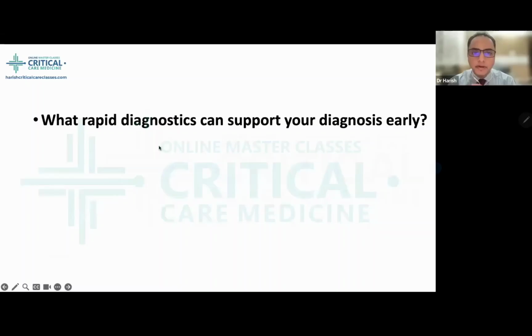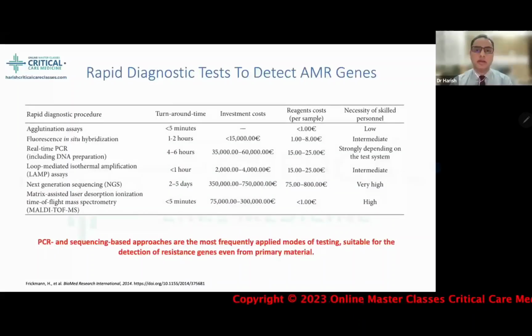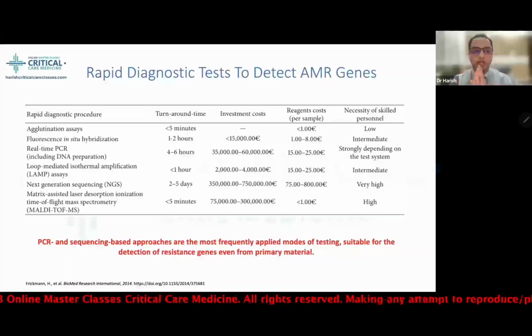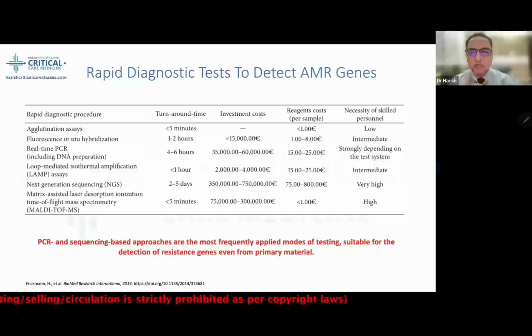Is there any role of rapid diagnostics which can support your diagnosis early? In our patient also, we have sent the rapid diagnostics. There are lots of tools available in the market, which also give an idea about antimicrobial resistance. We have the agglutination test, fluorescence in situ hybridization, real-time PCR, isothermal amplification, next generation sequencing, and laser desorption ionization, MALDI-TOF. So some rapid diagnostic techniques are available.